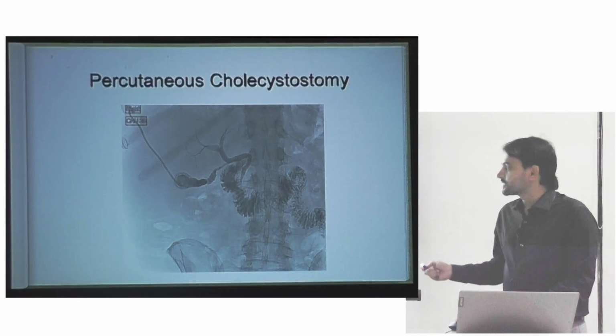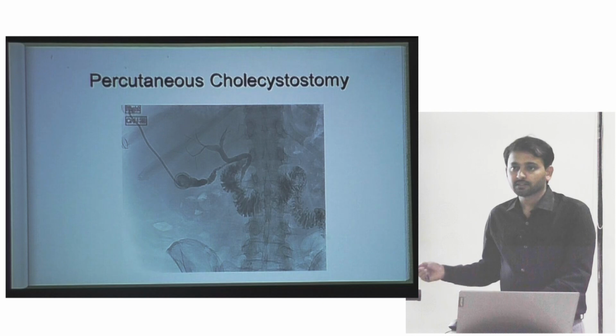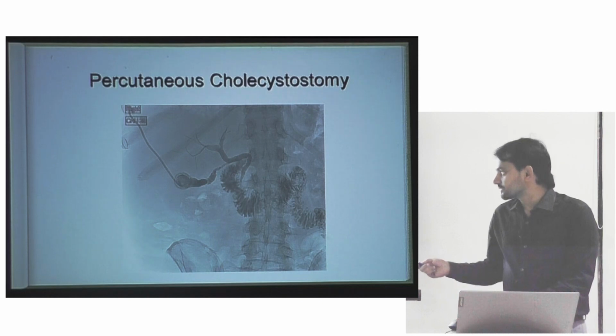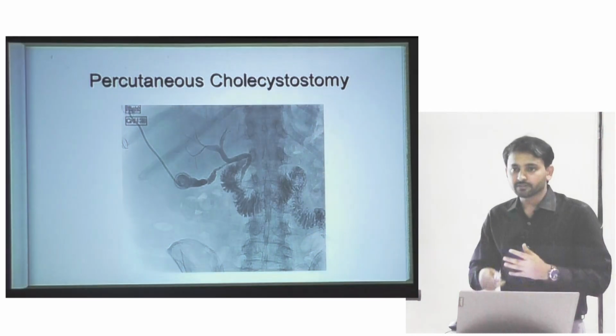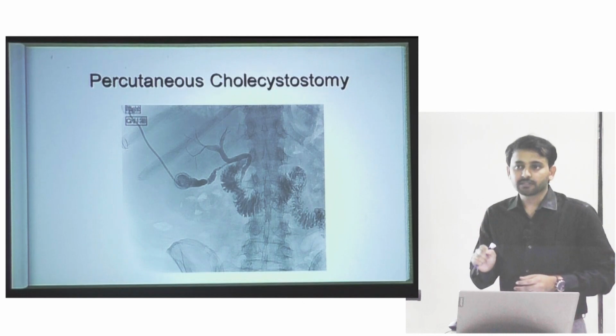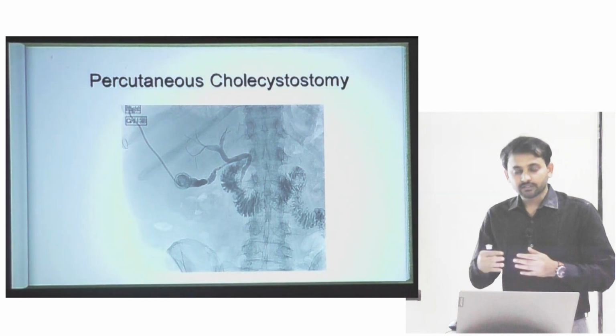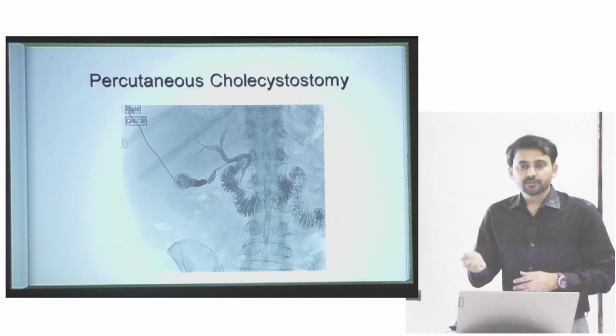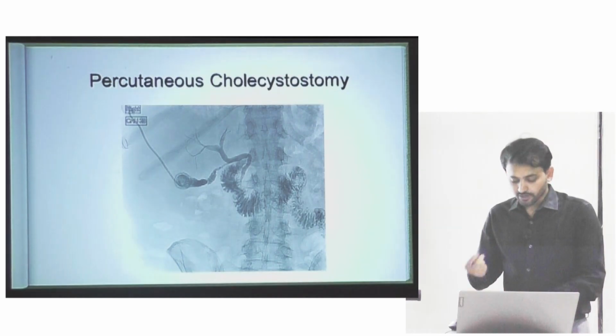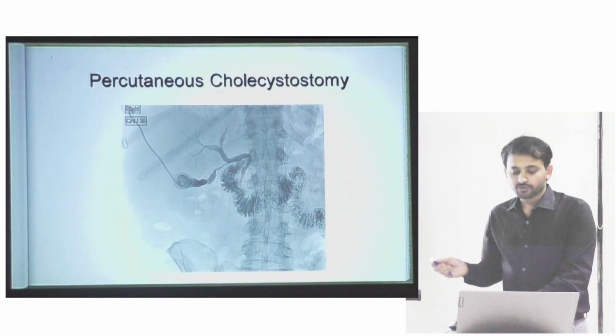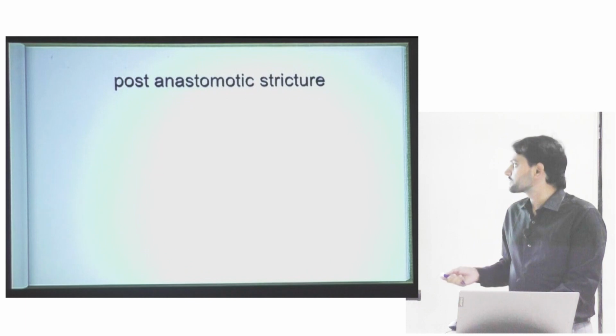And percutaneous cholecystostomy, this is a simple procedure where we puncture the gallbladder in case of severe acute sepsis patients where they are not going to be operated immediately. To relieve immediate sepsis, percutaneous cholecystostomy is the procedure we used to do under ultrasound guidance only.